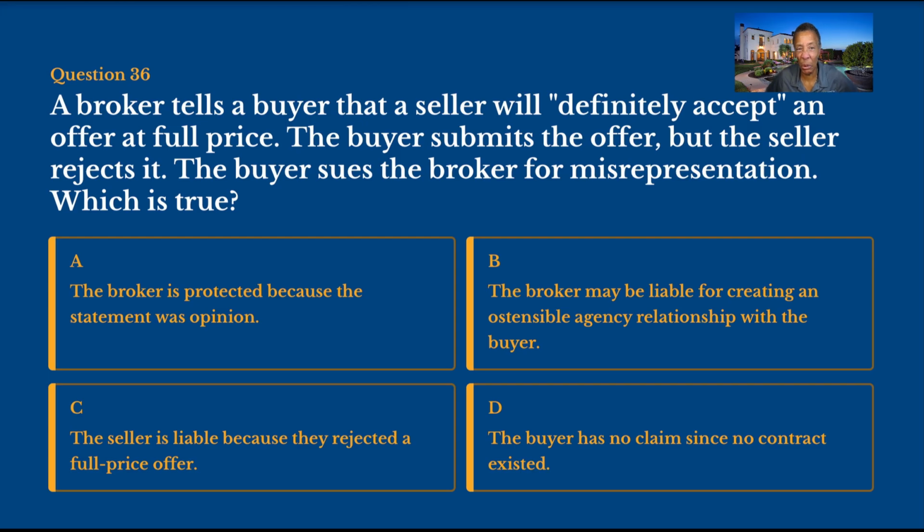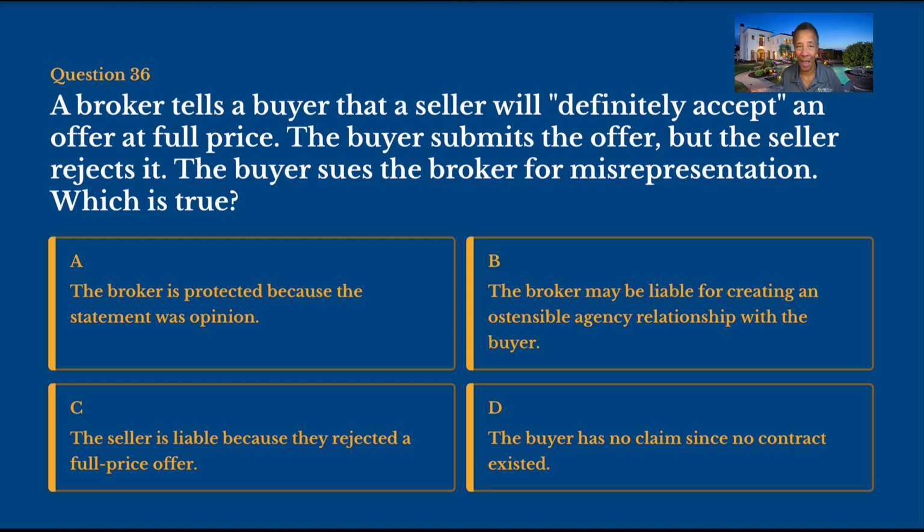Sometimes you get these really quirky, weird questions on the test. So he submits the offer, the seller rejects it, the buyer sues, which is true. He didn't accept the offer, so there's no claim. Now, of course, a broker should never tell a buyer, hey, they're definitely going to accept your offer. Is it misrepresentation? Yeah, he said more than he should say. But if you look at these answers, he's protected because of his opinion. That wasn't really opinion because he said definitely accept it. That's not really an opinion.